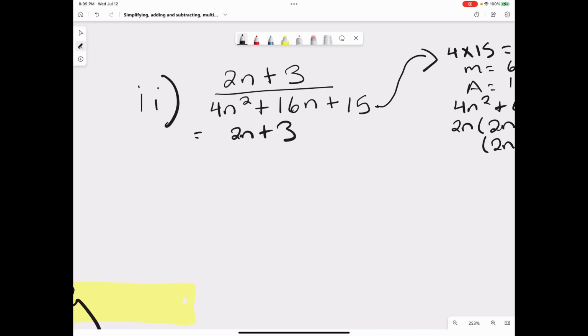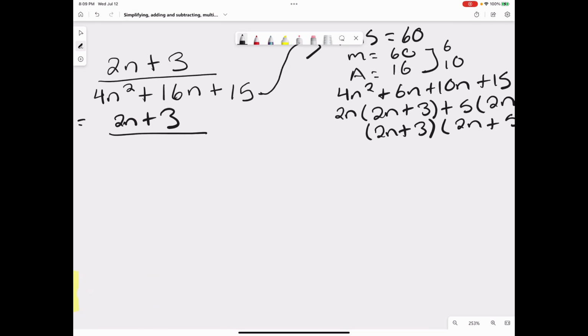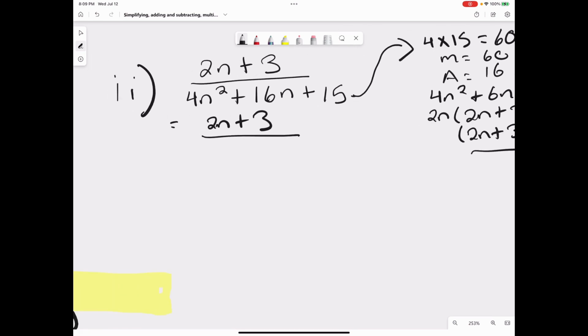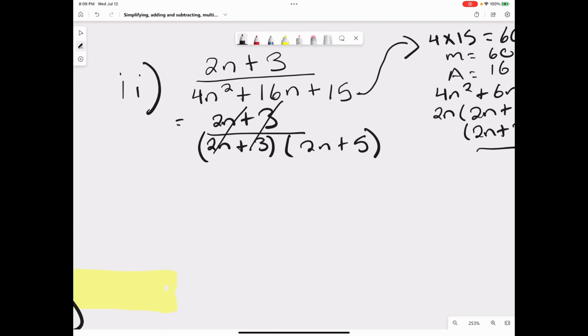So this is straight from the numerator. The only thing we're changing right now is the denominator, which is this right here: 2n plus 3 and 2n plus 5. Now we have these in common with each other. So our final answer is 1, because we've erased everything from the numerator, so we're going to replace that with 1. 1 over 2n plus 5.